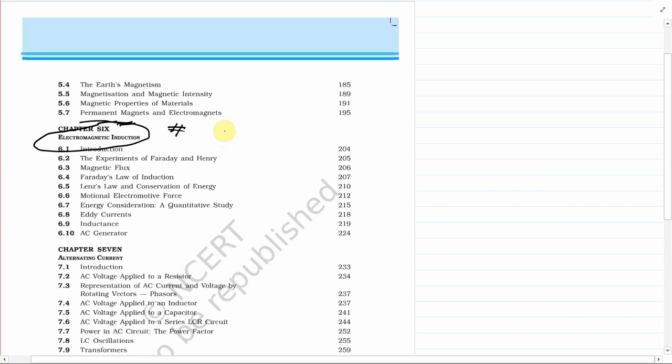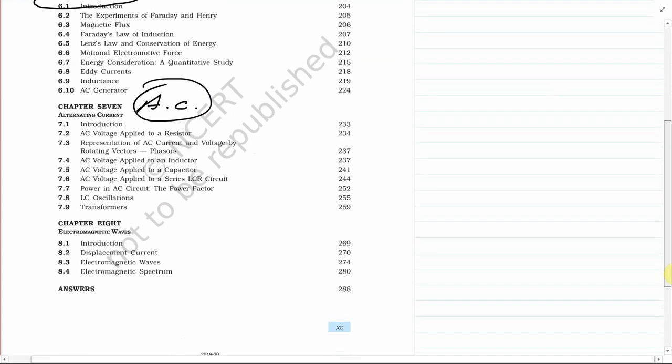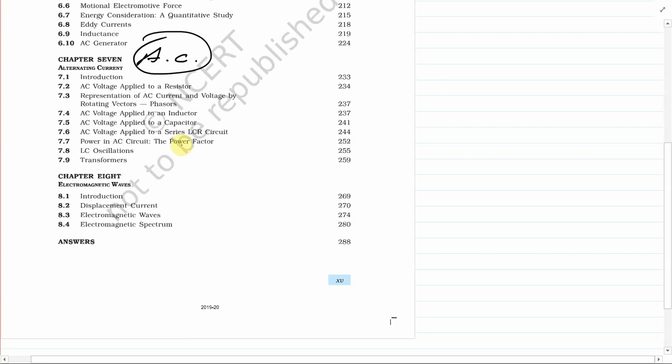So after electromagnetic induction, our next chapter will be Alternating Current. In short, it is known as AC. So the next chapter deals with electromagnetic waves. Here you see electromagnetic waves. So these are the 8 chapters in the first part of the book.